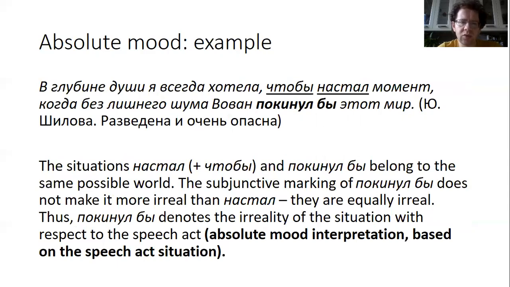And now an example of the absolute mood interpretation. Я всегда хотел, чтобы настал момент, когда Вован покинул бы этот мир. Here both situations, настал and покинул бы, belong to the same possible world. And subjunctive is used in both cases. For настал, subjunctive means that the situation is less real than the real situation хотел, and for покинул бы, the situation is also less real than the situation хотел бы. So the use of moods is absolute here and is based on the speech act situation.